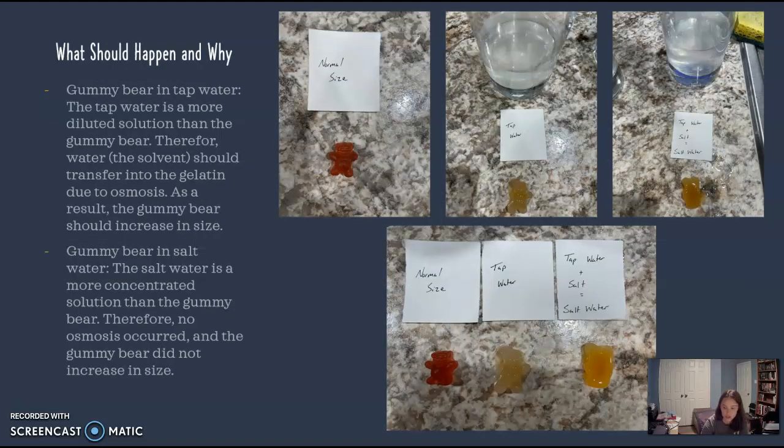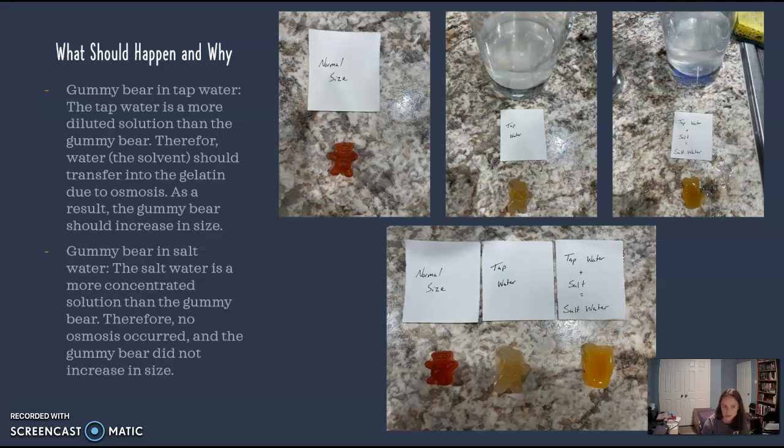Moving on to what should happen with this experiment, we will take a normal sized gummy bear and put it into tap water with nothing in it, and then into tap water that has salt in it to the point where the salt is not dissolving anymore, making it a highly concentrated solution. With this, the gummy bear in the tap water should increase in size.